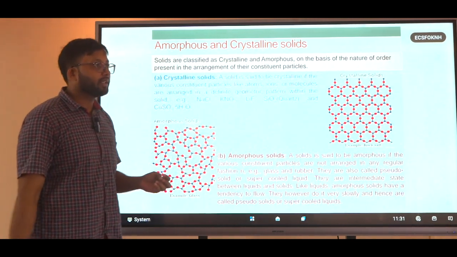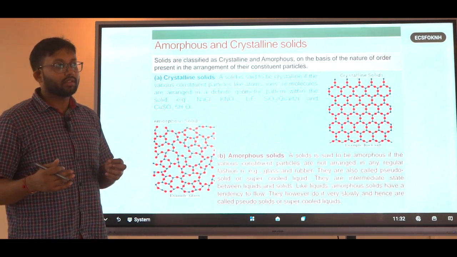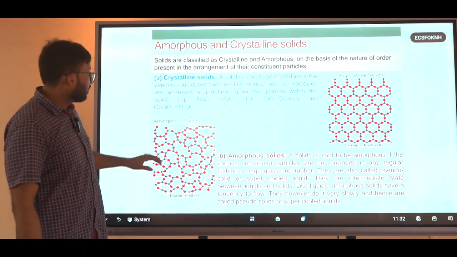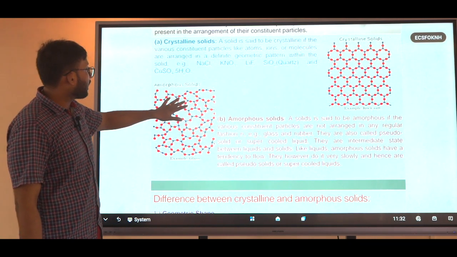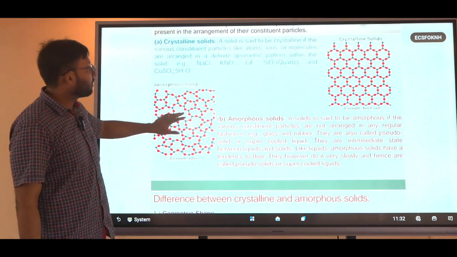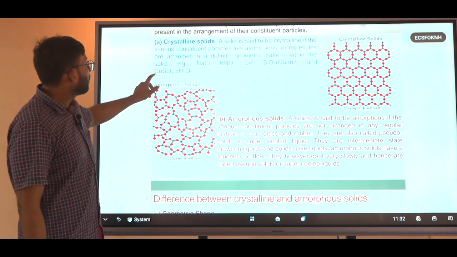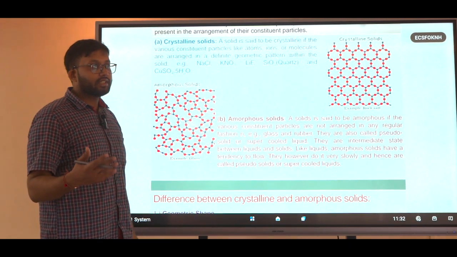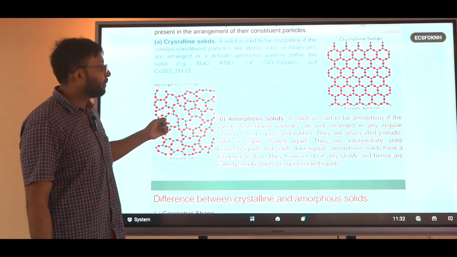And if just the opposite happens, if the atoms and molecules are arranged in an irregular fashion, then we can tell them to be amorphous solids. We can see how an amorphous solid will look. None of the atoms or molecules are arranged in a regular pattern. Some examples of crystalline solid: NaCl, the common salt that we consume. On the other hand, an example of amorphous solid is glass.